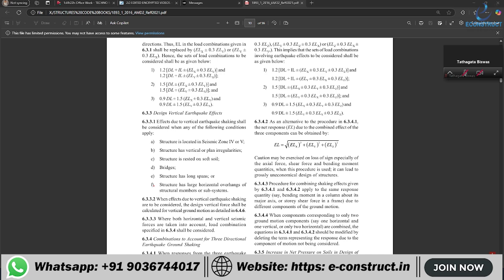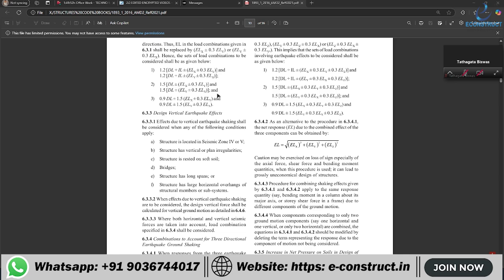Sir, I have one question. Which method is best, sir? SRSS combination or 130 rule? The 130 rule is there in almost everywhere of structural engineering. Which 130 rule are you saying? It is there in pile foundation also. No, I mean, in orthogonal axis.